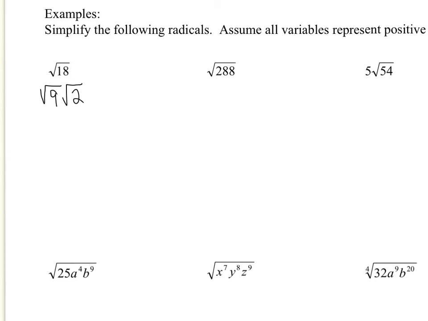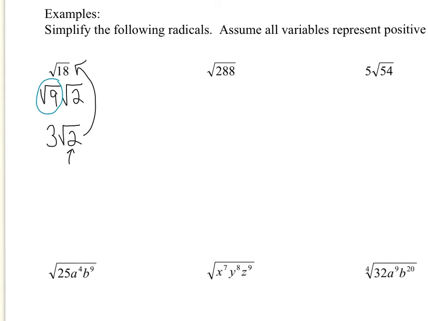So 18 can be written as the square root of 9 times the square root of 2. And then the square root of 9, of course, is just 3. So this is written as 3 times the square root of 2. So this is the same value as the square root of 18, but it has no perfect square factors. And what it does is it reduces the size of this radicand. So this is what's called simplifying the radical.